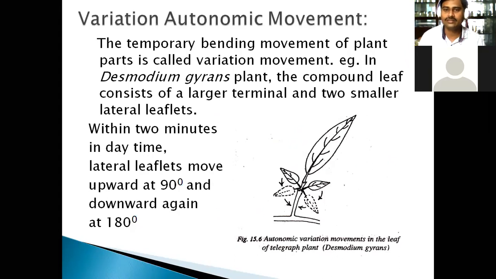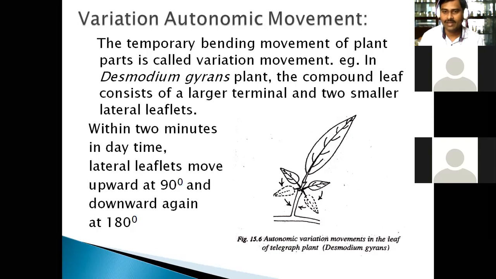For example, in one plant, Desmodium gyrans, the plant has a compound leaf that consists of a larger terminal leaflet and two smaller leaflets. But within every 2 minutes in the daytime, the leaflets of the plant move in an upward and downward direction at an angle of 90 degrees and 180 degrees. This continuous movement of the leaflets is called variation movement. And this is not permanent, it is reversible. It can attain its original shape again after a few minutes, and then again it changes its shape.